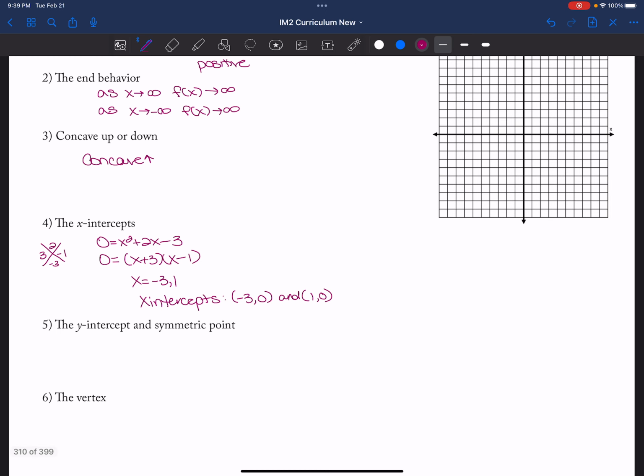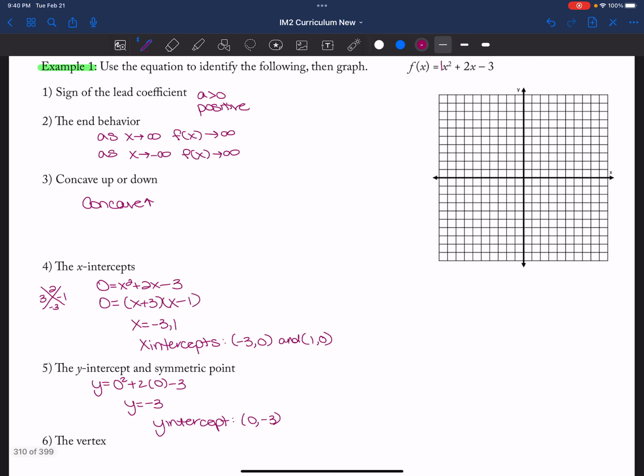Your y-intercept is when x is equal to 0, so y is equal to 0 squared plus 2 times 0 minus 3, so y is equal to negative 3. My y-intercept is a coordinate point also, just like the x-intercept. My y-intercept is 0 comma negative 3.